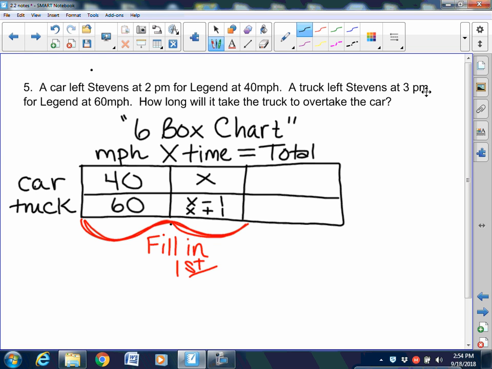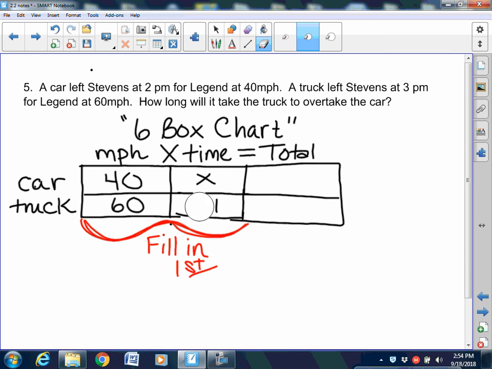Subtract 1. Didn't the truck lose an hour? He didn't gain an hour. Didn't he lose an hour if he left an hour later? He lost an hour, didn't he? So underneath here, you should have x minus 1.